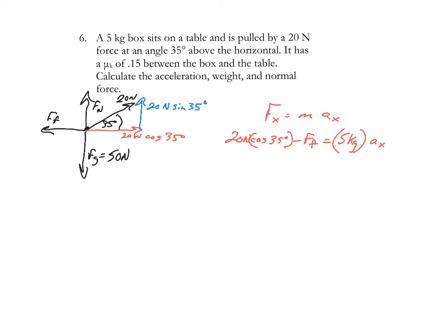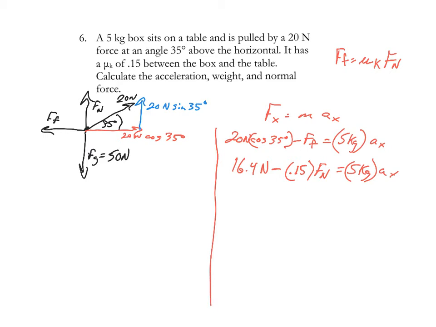20 times the cosine of 35 is 16.4 newtons, minus, now remember, force of friction equals mu k times force normal. My mu k is 0.15. But that has to be multiplied by force normal, which I don't know, and I'm going to have to figure out. Everybody say boo, boo.